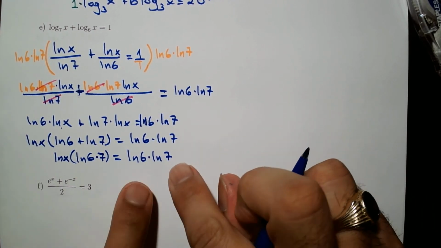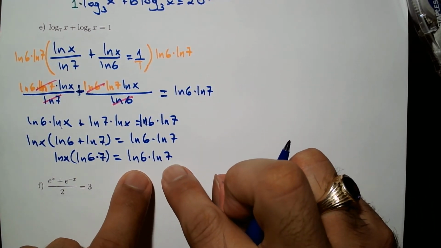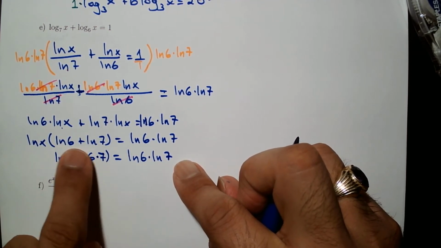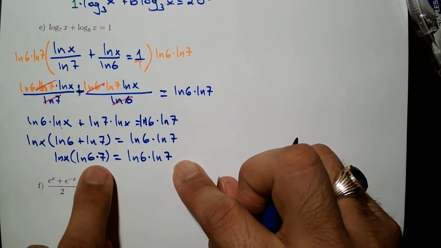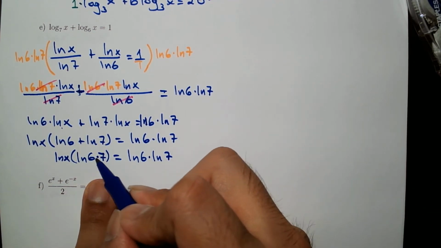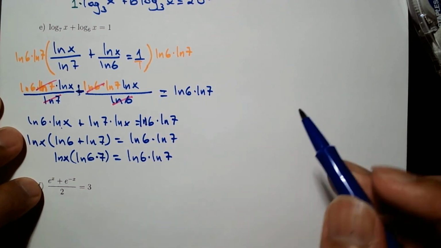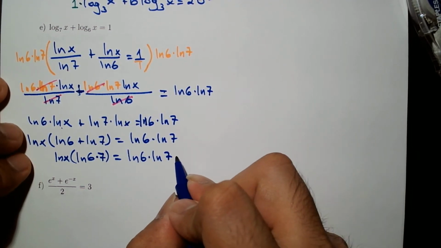Notice in this case, the product of two logarithms is not one log of the product. It is only the addition of two logarithms that can be written in terms of one single log of a product of its arguments.